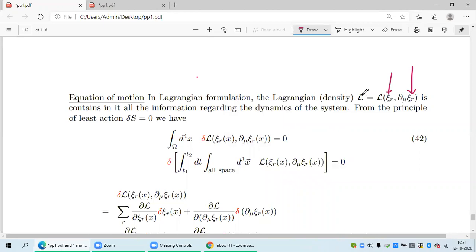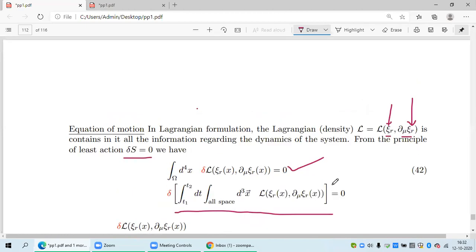Therefore, this function, the Lagrangian density, whose integral over d4x will give you the action, is a function of these three things: the coordinate, space derivative and time derivative. And of course, r gives you how many different fields there are in your theory. So delta S is 0 means that delta of the entire thing is 0. Clear? Is this clear up to this point?